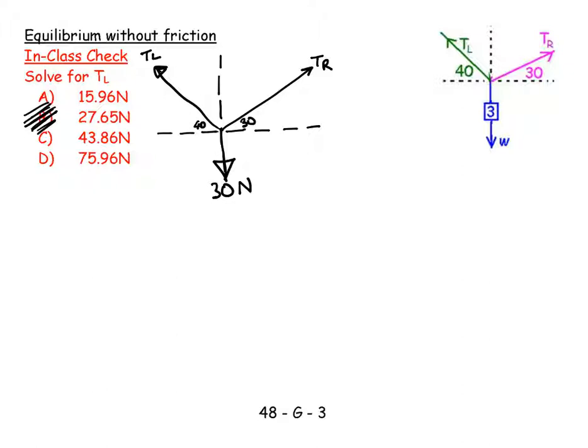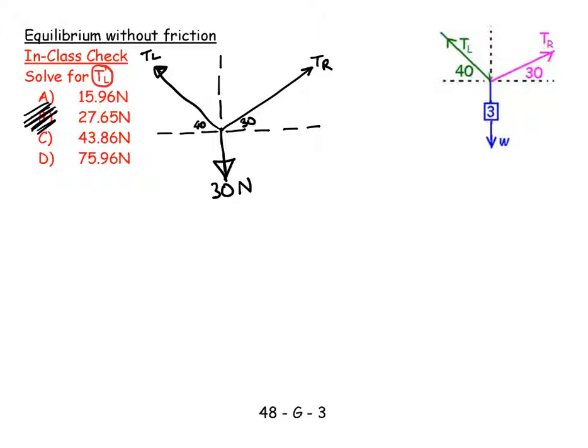Philosophically, I'd like to set up an equation which only has one unknown, and that means that because I want to find T right, I have to set up an equation that can ignore T left. And the way you ignore a force is that you pick the axis upon which the force has no component, and the force has no component on an axis that is at 90 degrees to it.